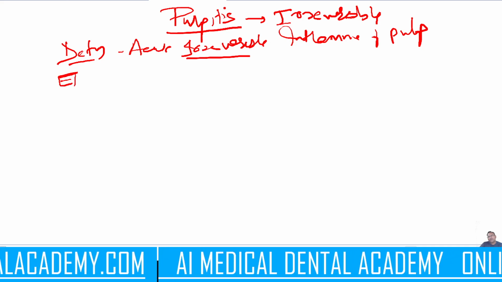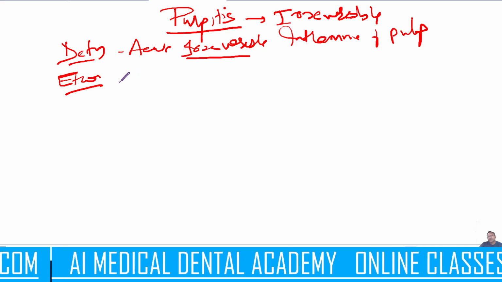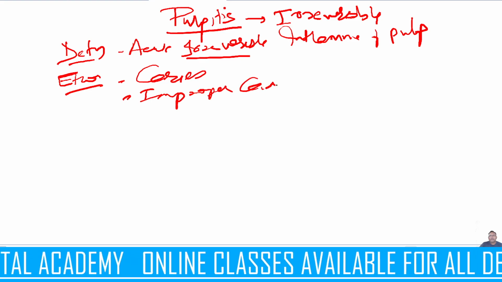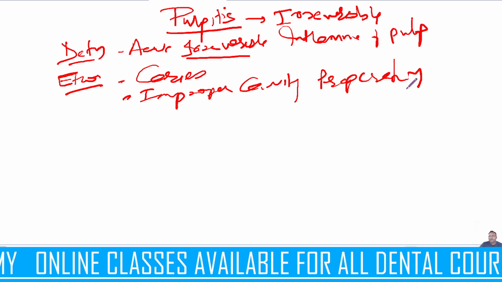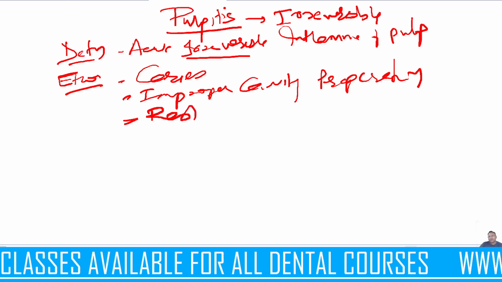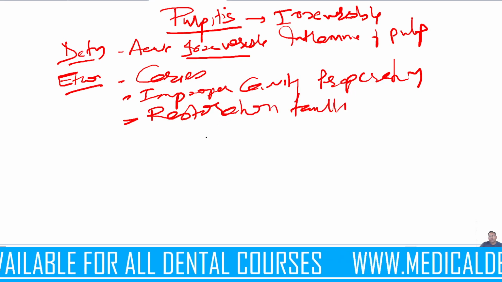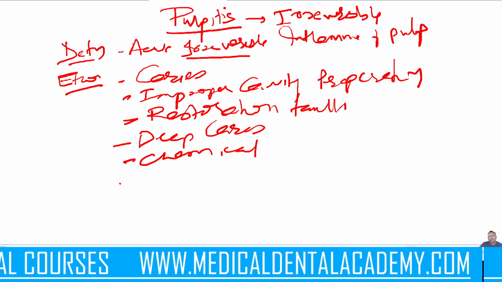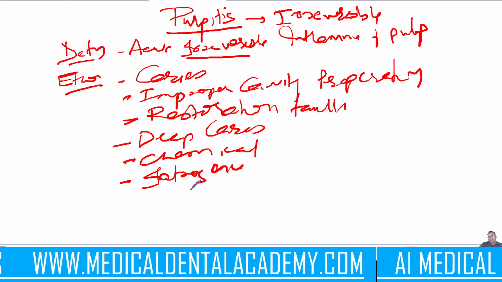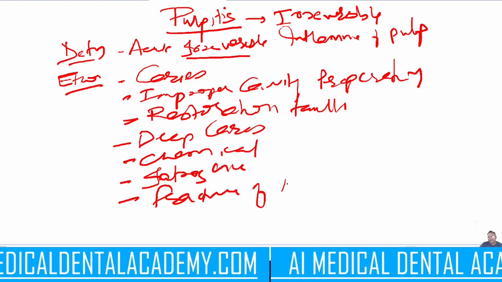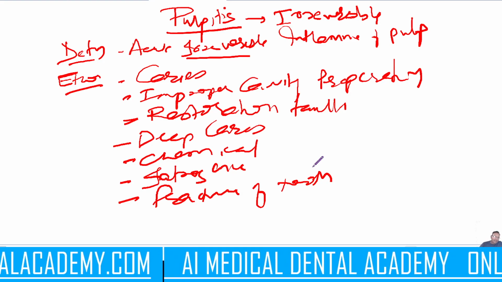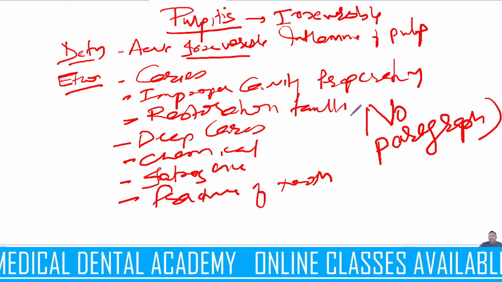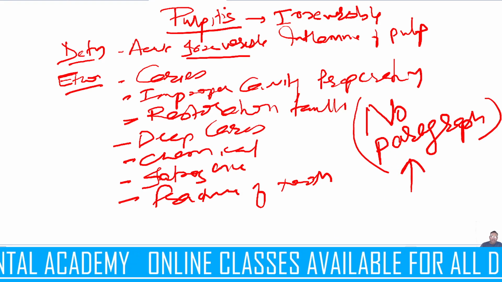Now its etiology. Then you can explain. First is caries, then improper cavity preparation, then faulty restoration, then deep caries, then chemical, then iatrogenic, then fracture of tooth. So in this way you have to elaborate. Here you can see that I have not written in a paragraph. No paragraph is there. No grammar is there. So you have to remember this point. Definition and etiology.